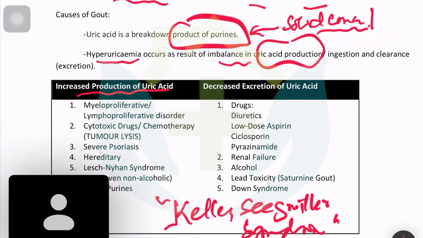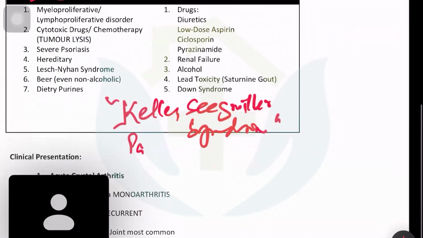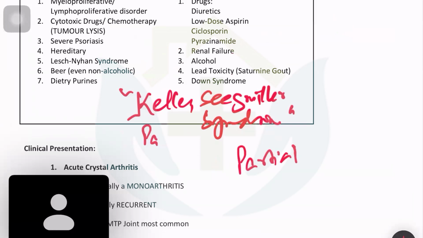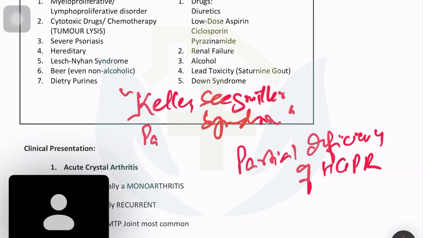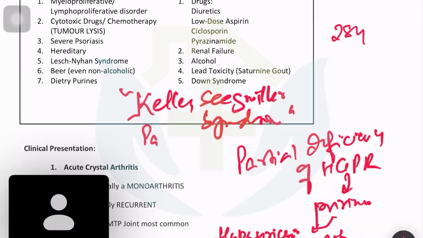Now, there is a partial deficiency of HGPRTase, that is hypoxanthine guanine phosphoribosyltransferase enzyme. Now, this is involved in the metabolism of purines. This also clinically manifests as hyperuricemia, uricosuria, which is loss of uric acid in urine, gout, and urolithiasis. So typically you will have a patient who is like a 28-year-old male.